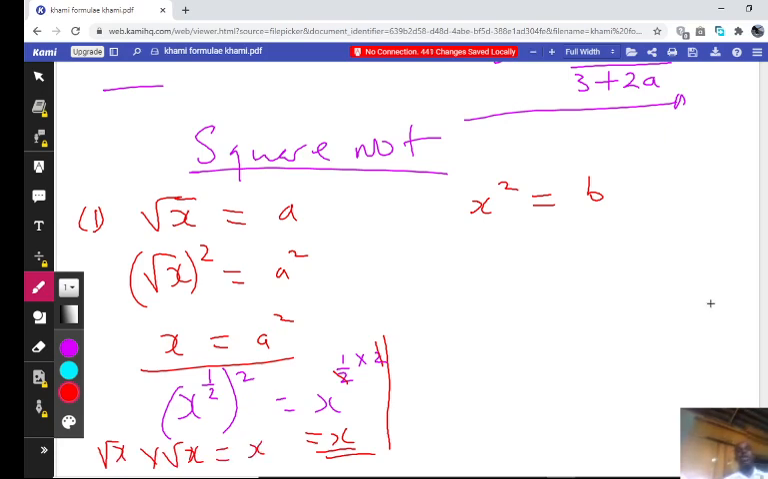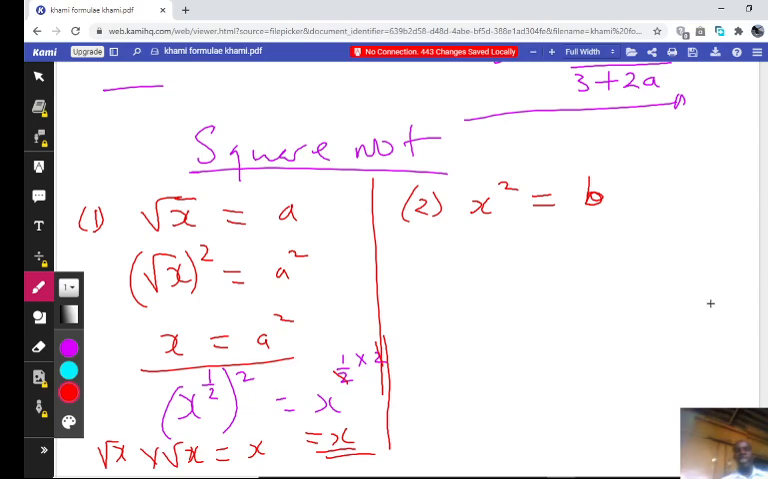So whichever way you can understand, but if you understand both ways, it will be much better for you. Now moving on to the second example. This second question: x squared is equal to b. x squared is equal to b.